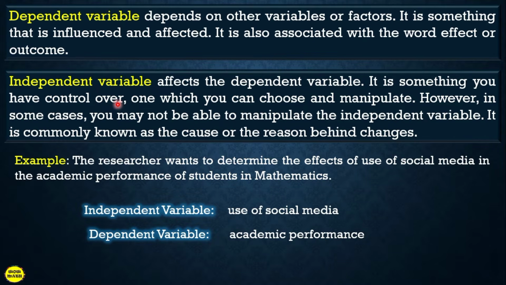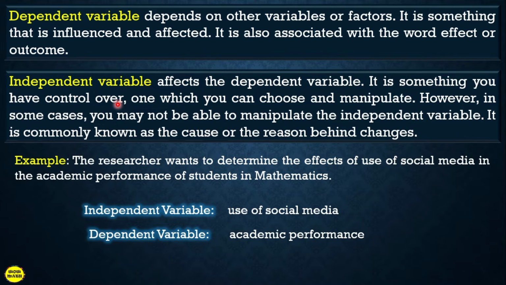Let's say, for example, ikaw, lagi ka nagpupuyat dahil sa paggamit ng social media, so maapektuhan talaga yung magiging performance mo, yung grades mo. Okay? So, nagpupuyat ka, so pagdating sa klase, puyat ka din. So, affected yung magiging performance mo o yung grade mo. So, kaya yung academic performance mo nakadepende doon sa use of social media. Okay? So, ganito natin siya i-differentiate yung independent and dependent variable.